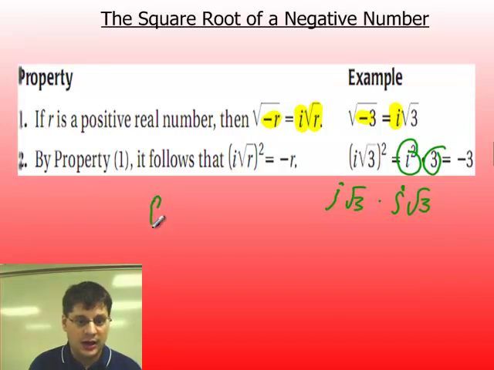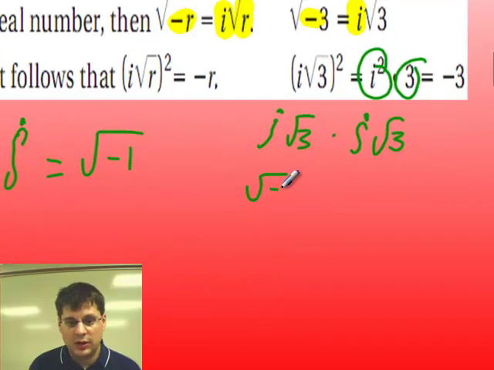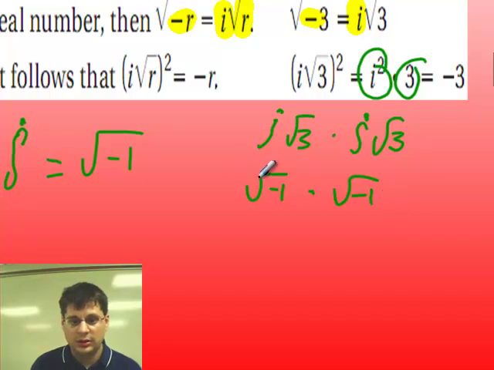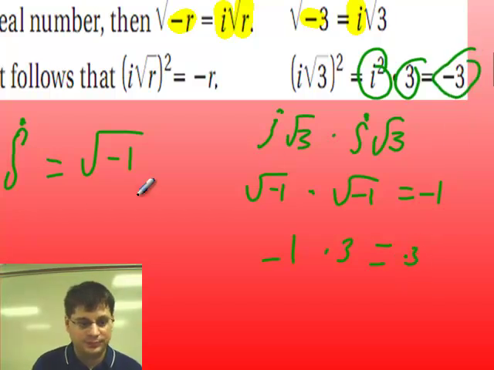Well, i can be written as, and you're going to want to write this down, i is equal to the square root of negative 1. So i times i is like saying the square root of negative 1 times the square root of negative 1, and that's going to give us negative 1. So therefore, negative 1 times 3 will give us negative 3.